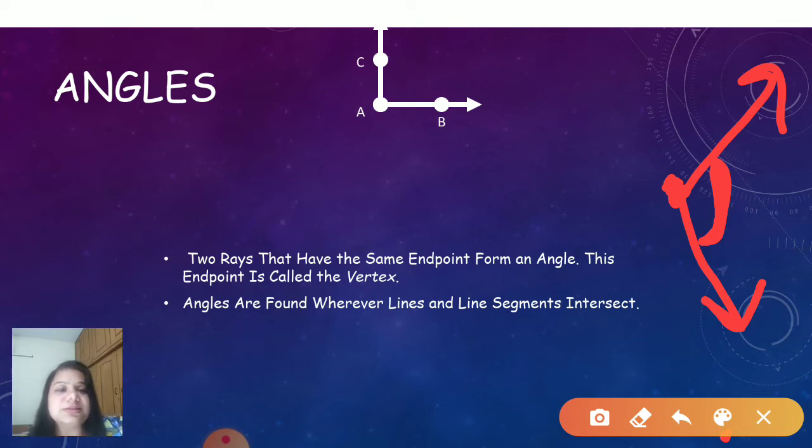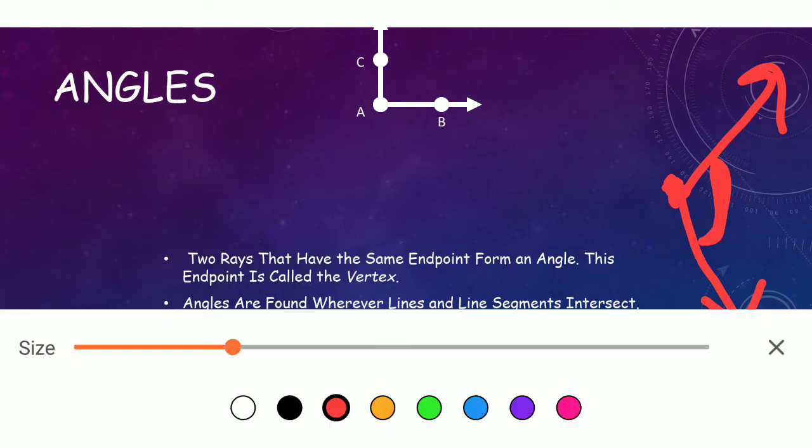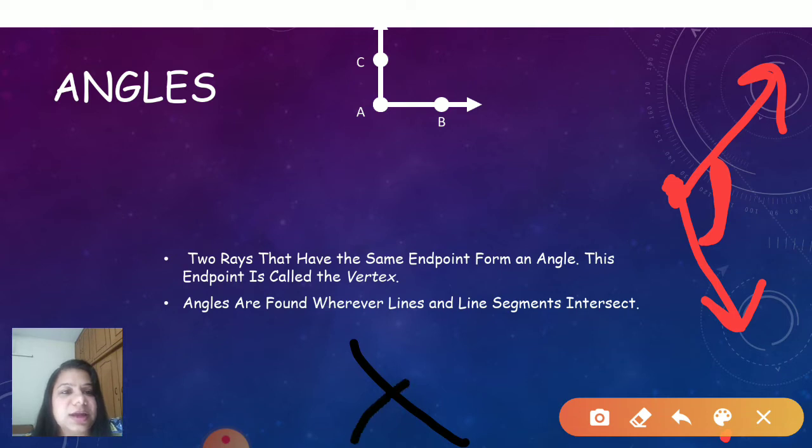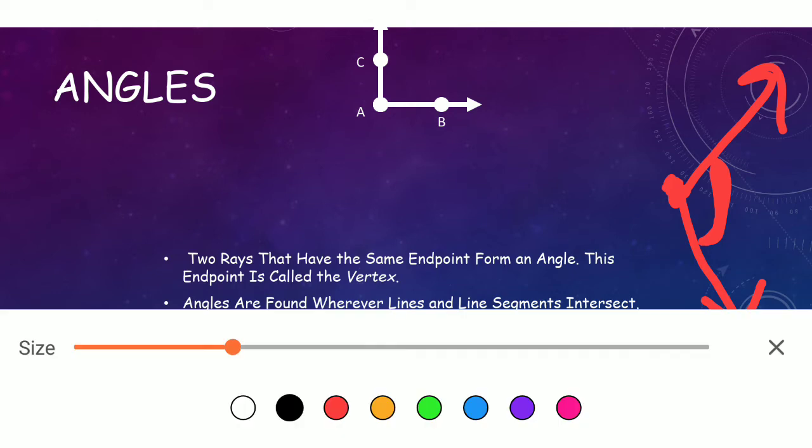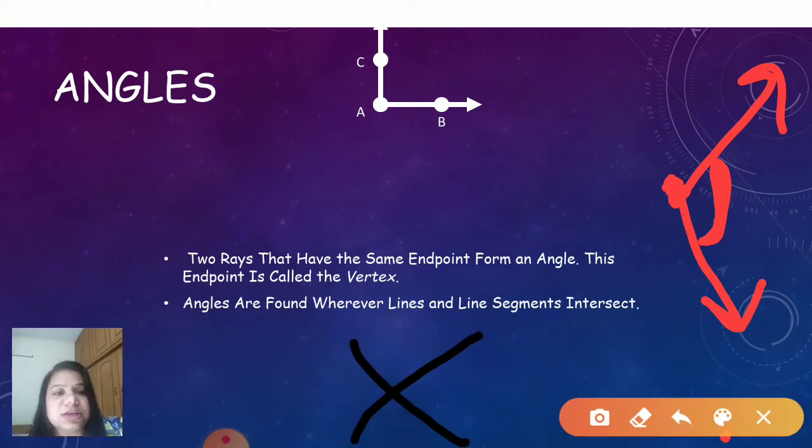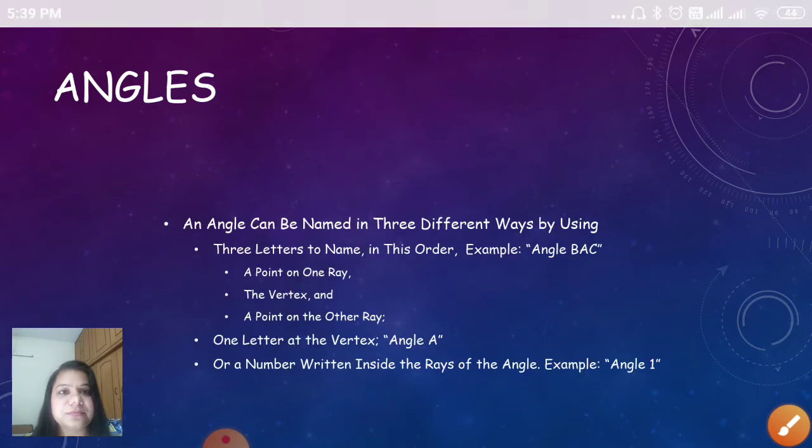Whenever two line segments intersect each other, for example, if I will take two line segments like this and to this, okay, so now here within these line segments four angles are formed. You can check, this is an angle formed, this is an angle formed, this is an angle formed, and this is an angle formed between these intersecting lines. So this is what? This is the measure of inclination of two line segments, or you can say two rays.